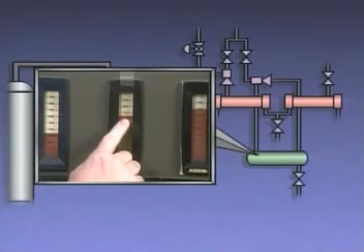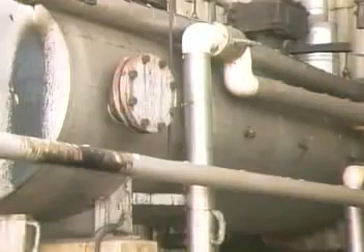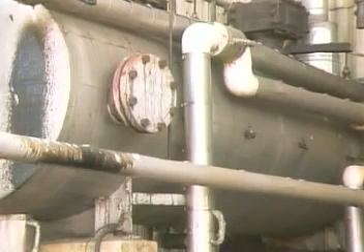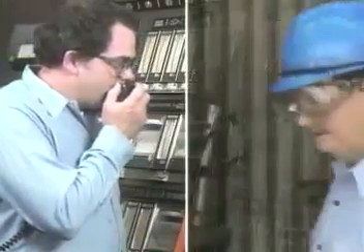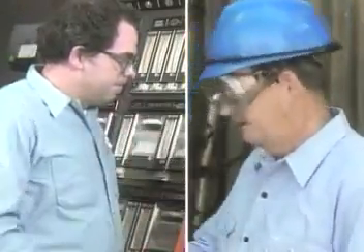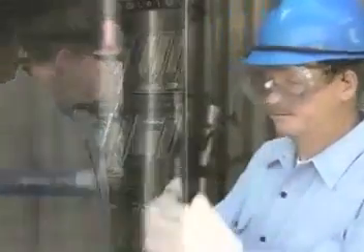Then the inside operator checks the level in the hot well, which is a tank that receives condensate from the vacuum system. The hot well level is important because the liquid in the hot well acts as a seal to prevent air from being sucked back into the vacuum system. The two operators then complete the pre-startup by confirming that all of the necessary checks have been made.